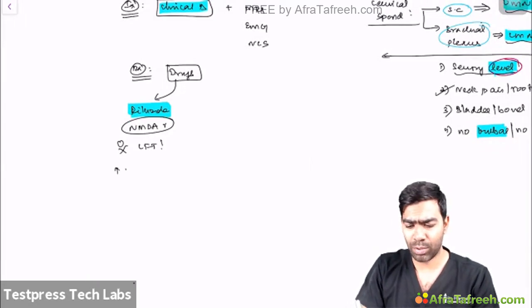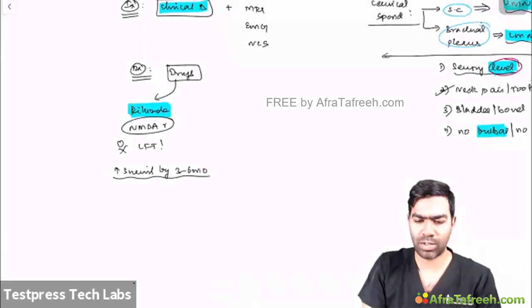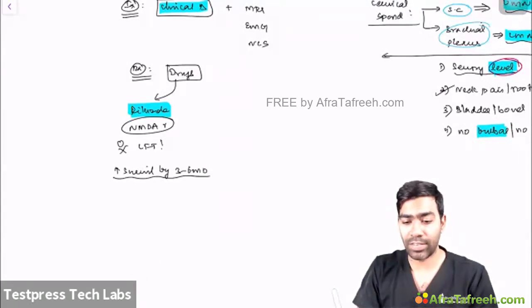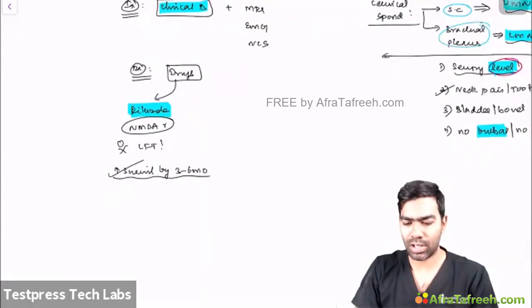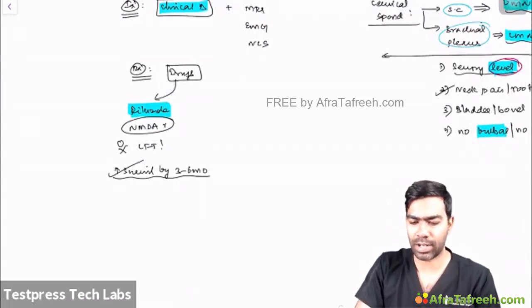It's going to improve survival by 3 to 6 months only, which means if the patient with amyotrophic lateral sclerosis is going to live for 3 years, giving riluzole for 3 years will make the patient live for 3 years and 3 months or 3 years and 6 months. So not a big survival benefit, but still this is a drug that is approved.